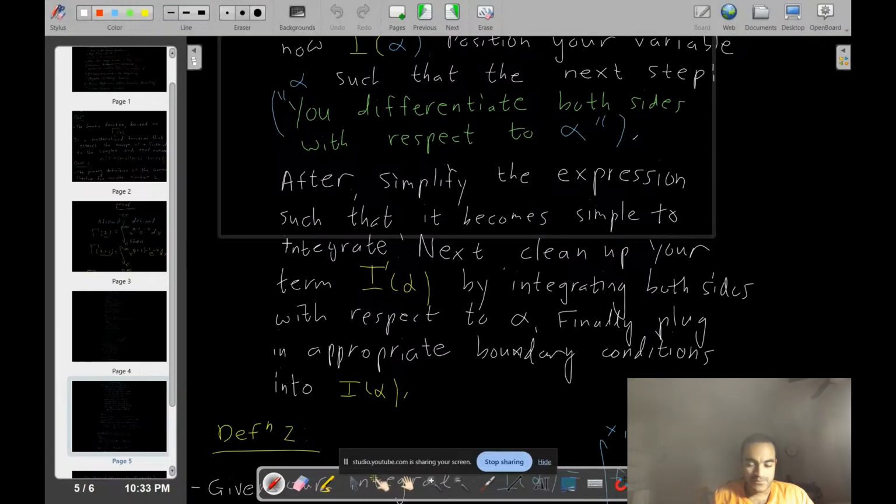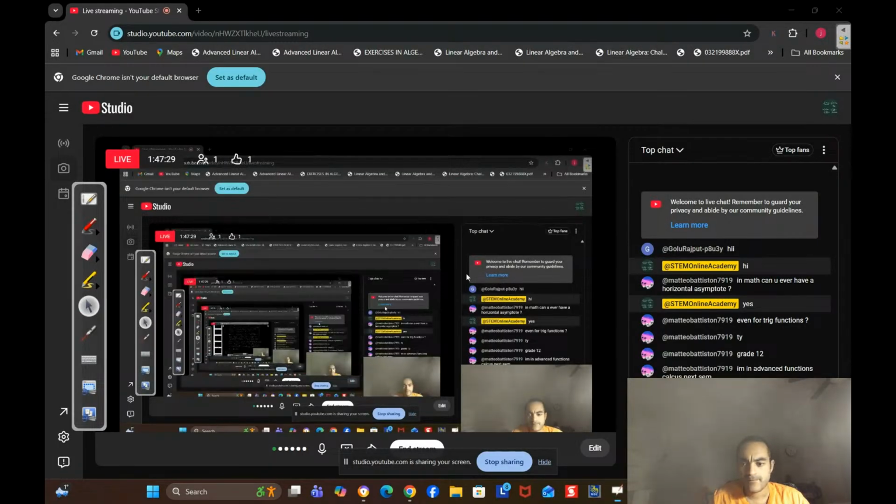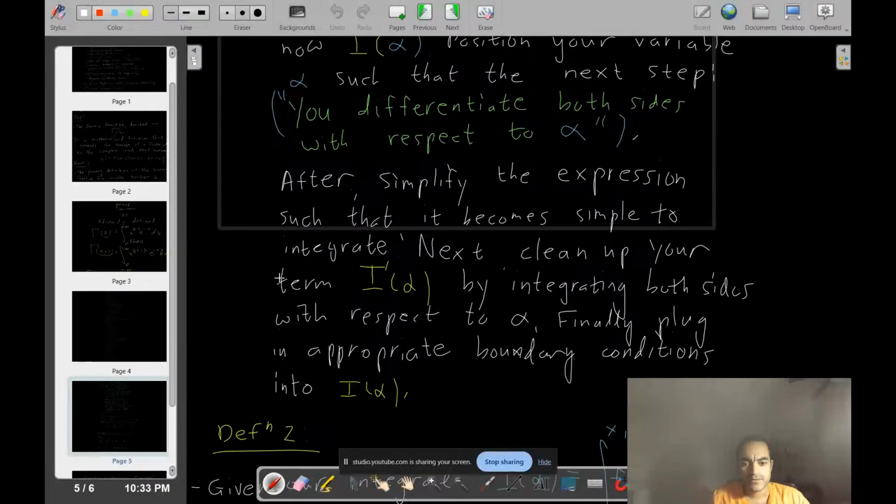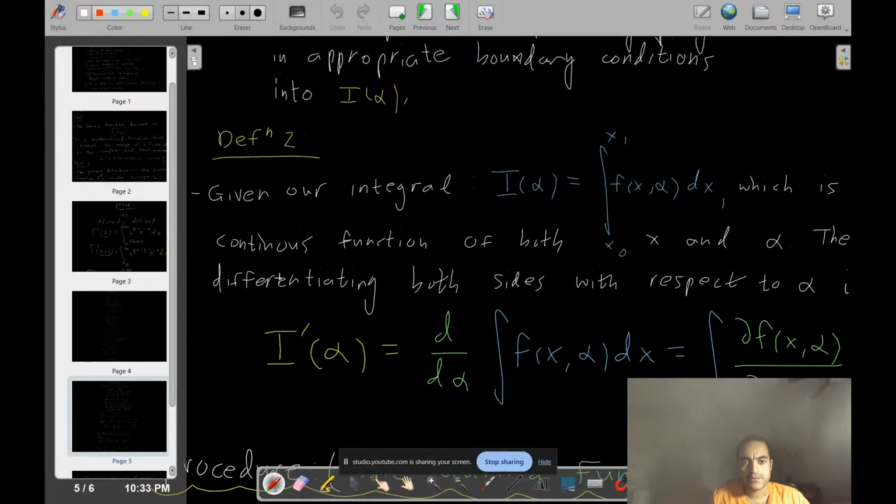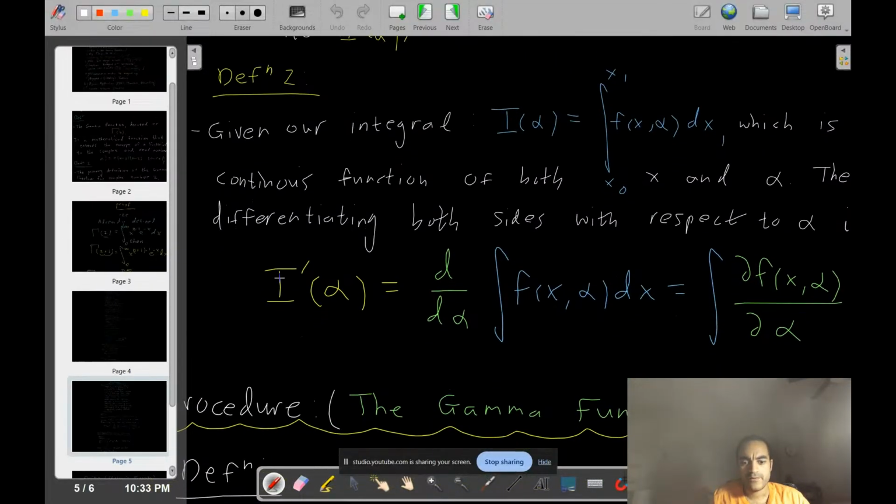So next, we're going to clean up the term I prime of alpha. Remember, it's I prime because we differentiated both sides, so we do that by integrating both sides with respect to alpha. Then finally, plug in the appropriate boundary conditions and solve for I of alpha, because you have to integrate both sides with respect to alpha. All right, so that's what we have there.